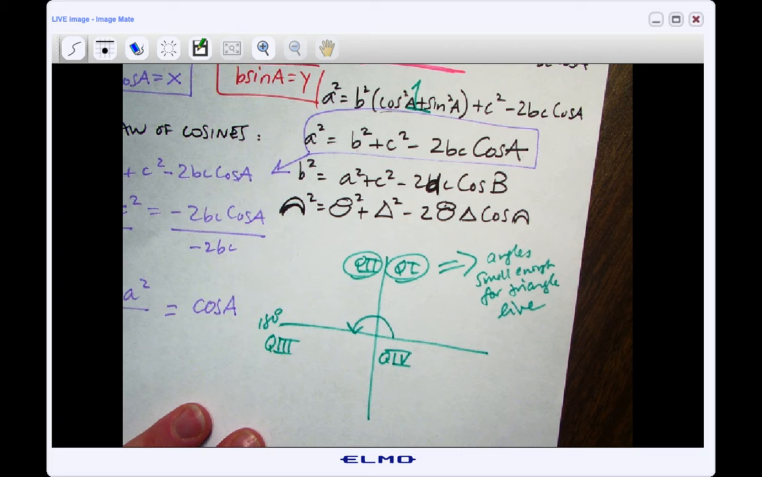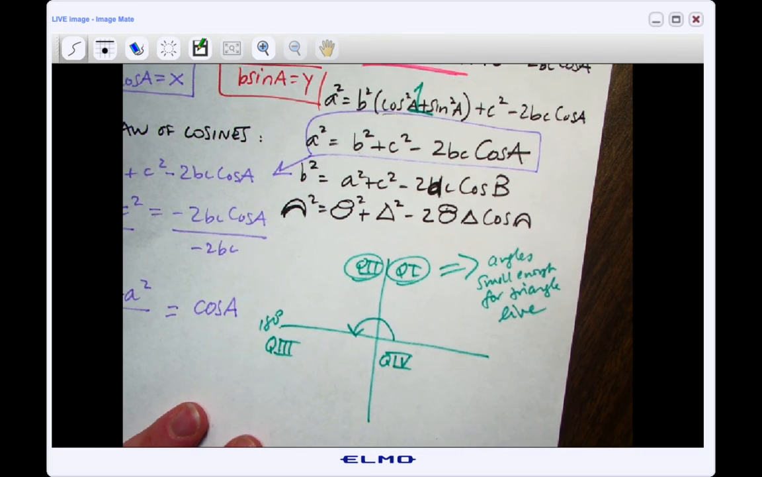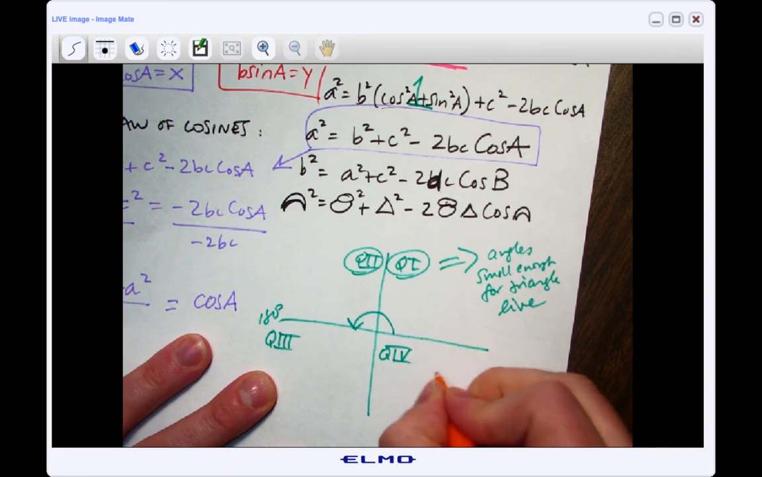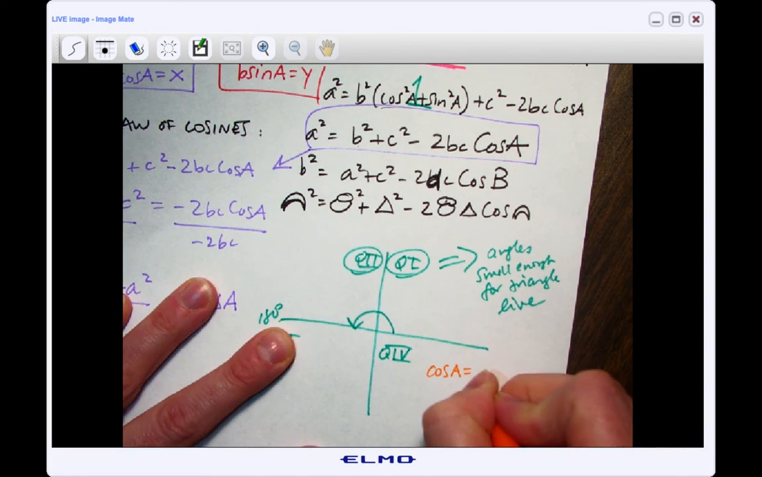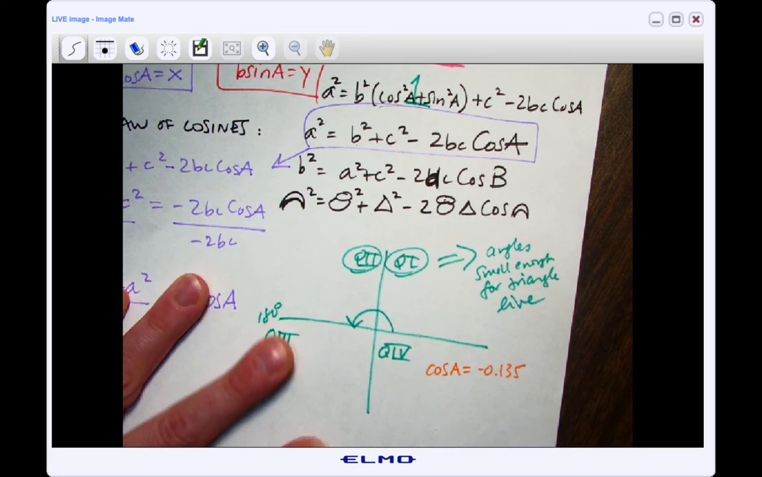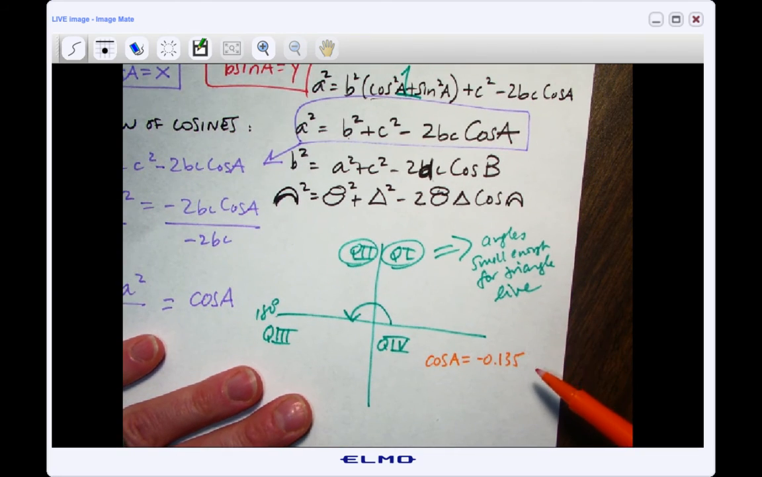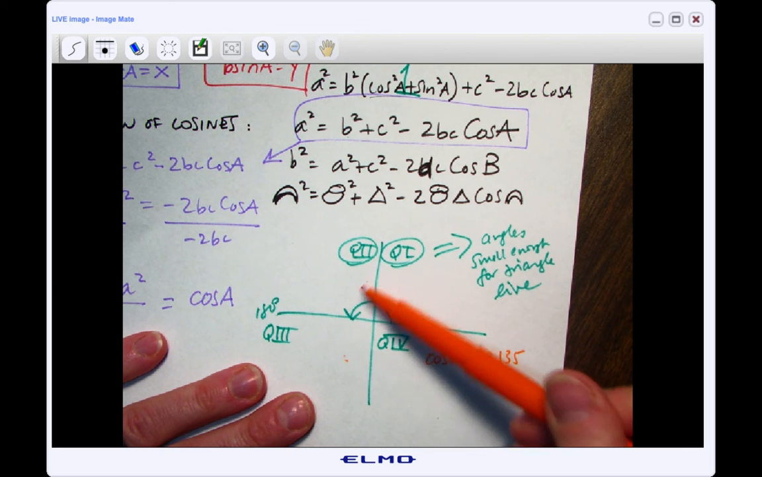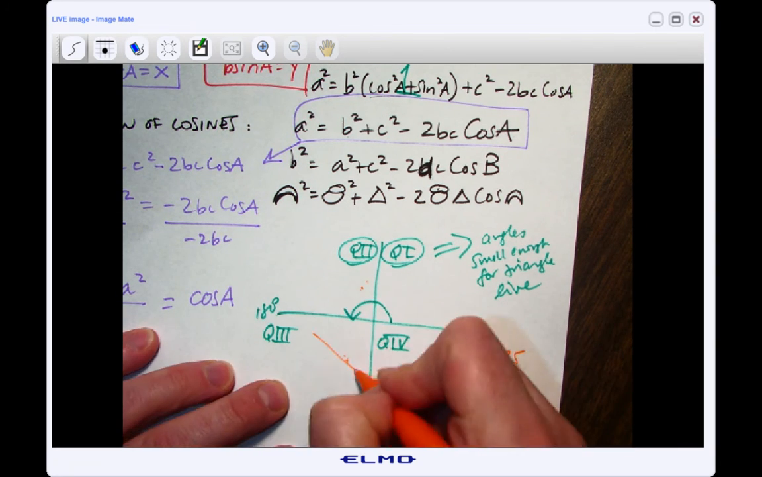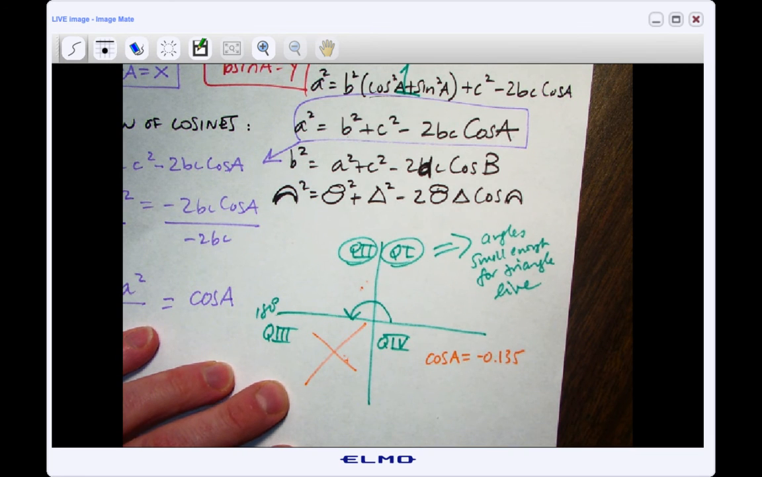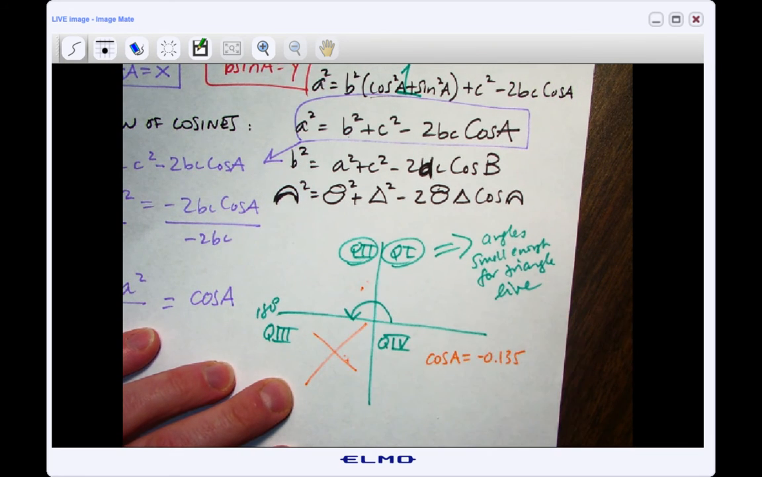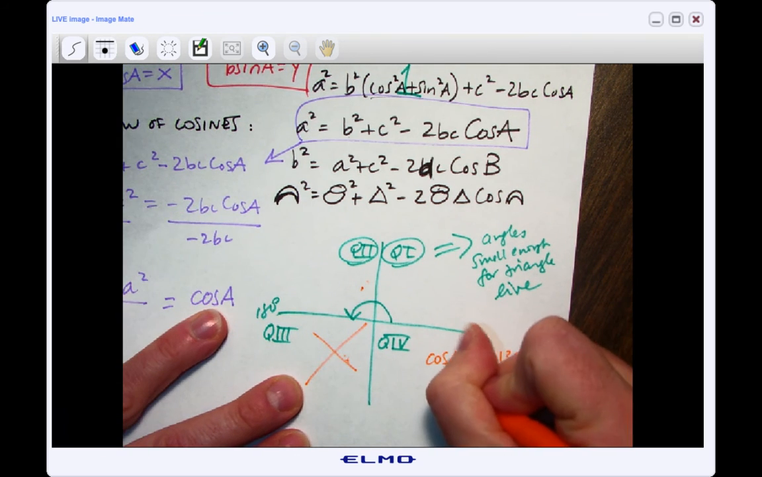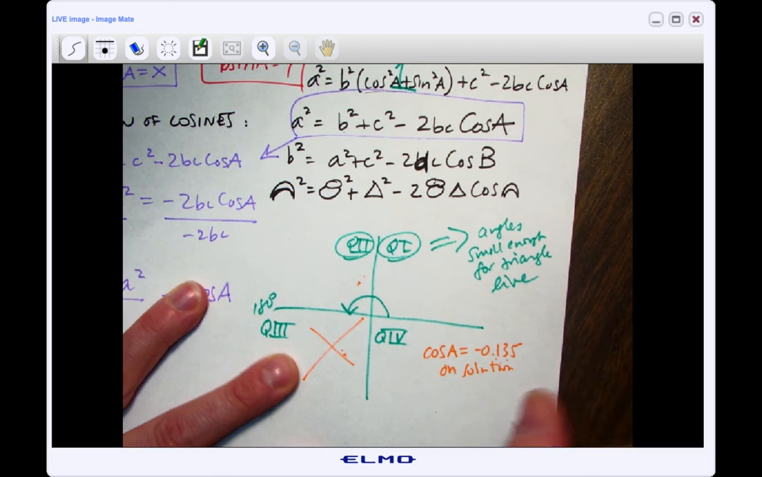So let's think about it for a second. If you have something like cosine A is equal to negative 0.135, well, what do you know about that? You know that it could be in this quadrant or this quadrant, right? That's where A could live. But since you know that this one is in a place where a triangle could have an angle, then you know that it has to be the angle in this quadrant, right? So you know that this really has only one solution that fits in a triangle.